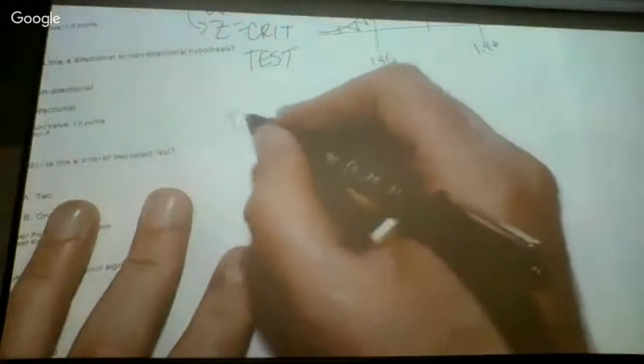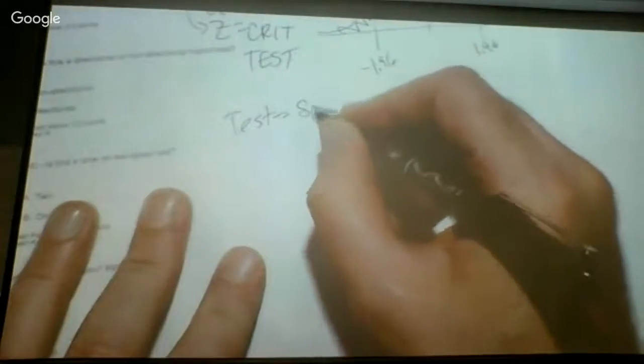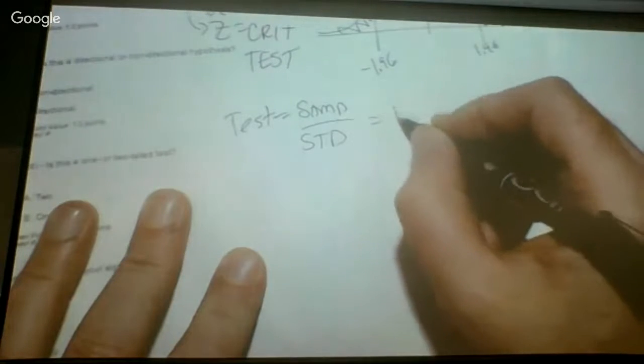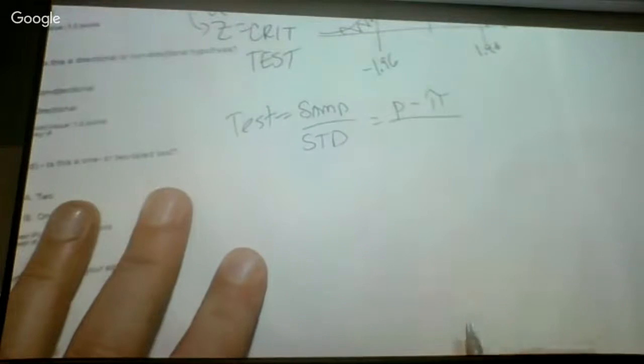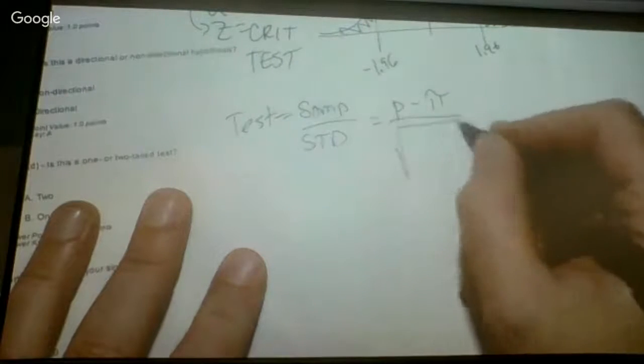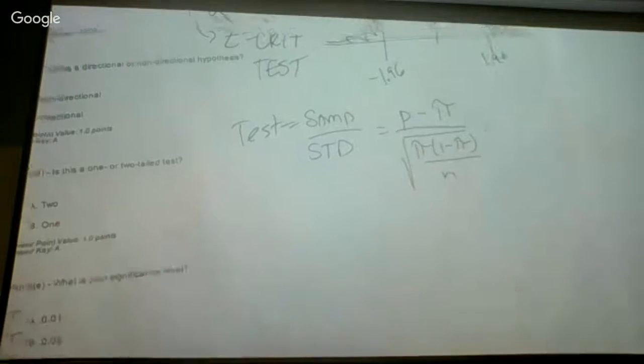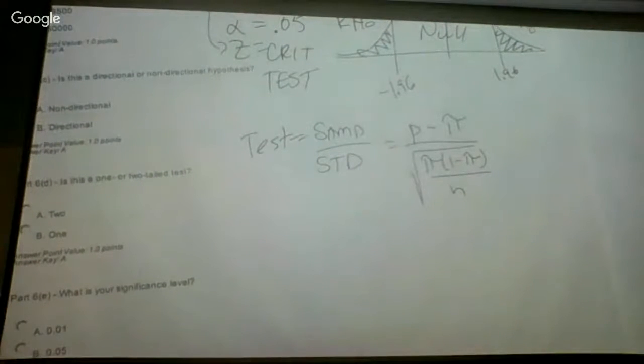Time to come up with a test statistic. A test statistic is the sampling error over the standard error: what I observe minus what I expect. And then that. Because when you have a choice between P or pi, you choose pi.